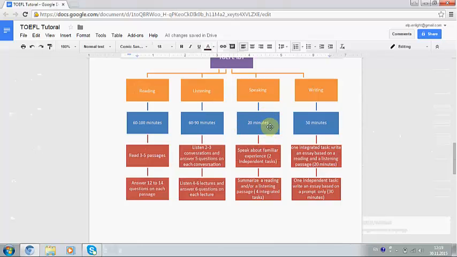So in speaking you will have 20 minutes, and your first task is going to be to speak about a familiar experience. Here you will have 2 independent tasks. So here you can have a question like, what is the best place you have traveled? Why is it the best one? Please bring reasons and examples to support your answer.